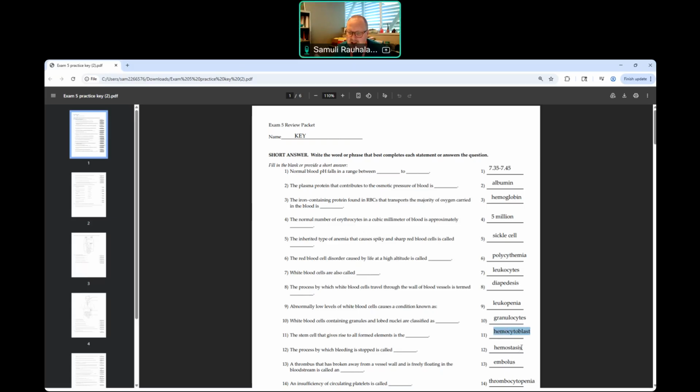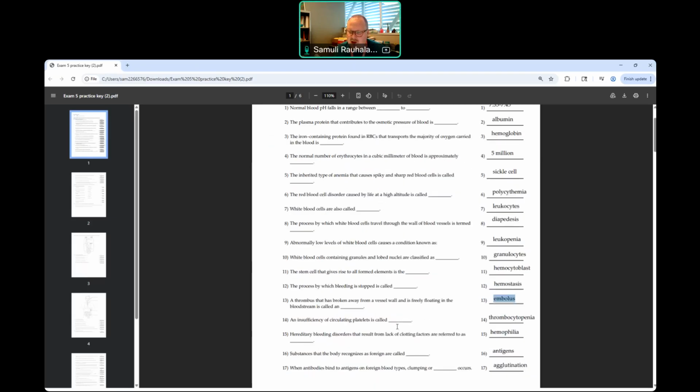The process that stops bleeding was known as hemostasis. Then we talked about blood clots known as thrombus. When they break free and start to travel in the bloodstream, that was known as an embolus. Very dangerous if it blocks a vessel, for example, in the lungs or brain, thus preventing the transport of oxygen and nutrients downstream.